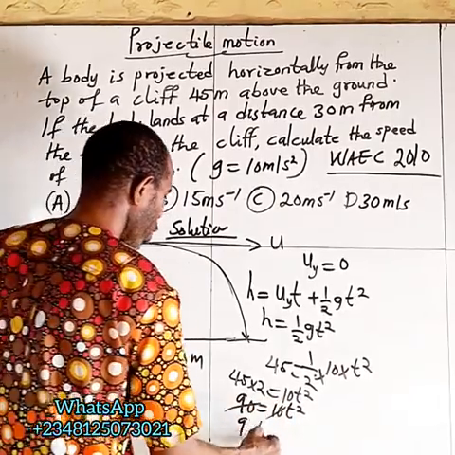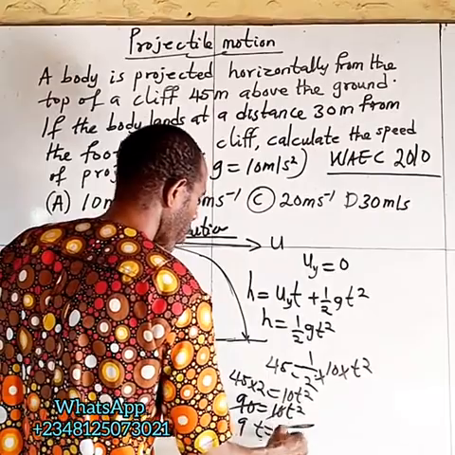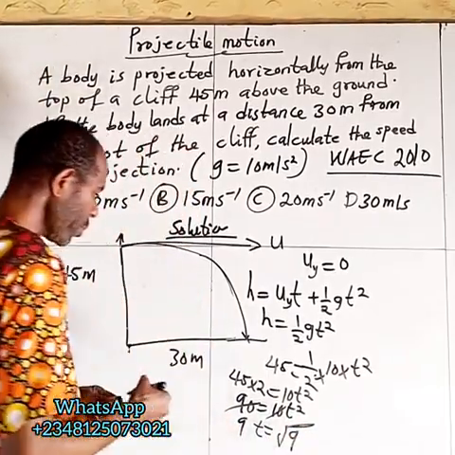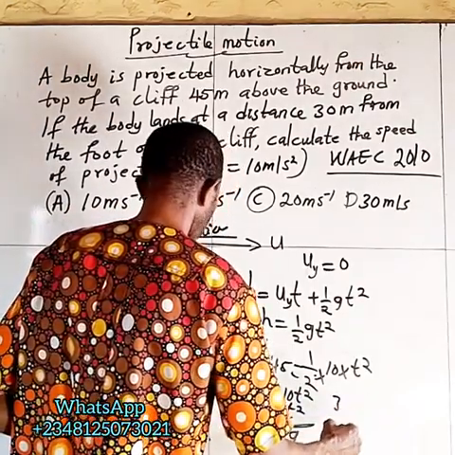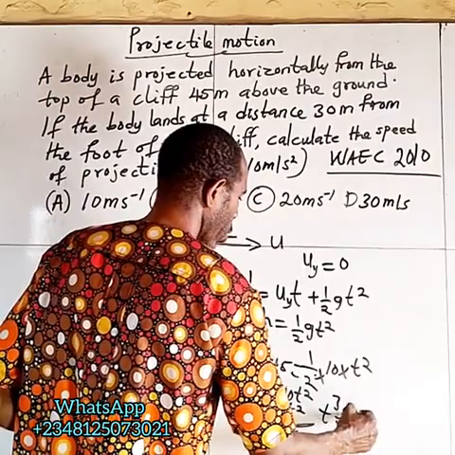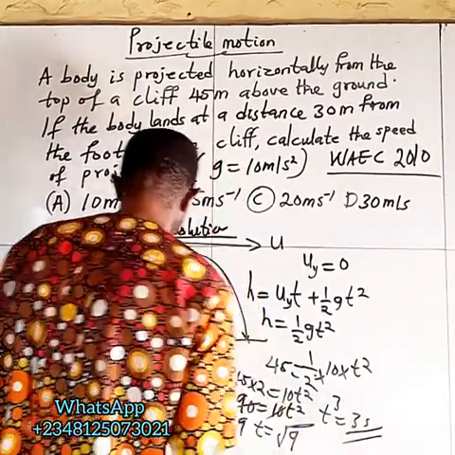We have 9 equal to t squared. So from here we can get the value for t as the square root of 9. Therefore, t is equal to 3 seconds. The square root of 9 is 3.